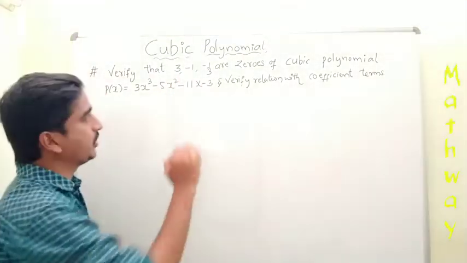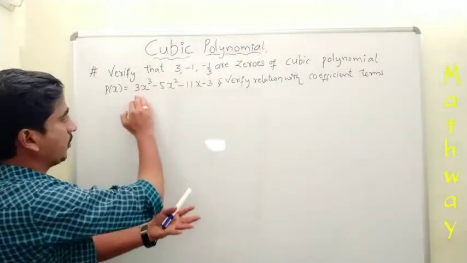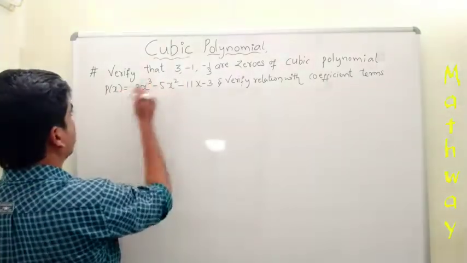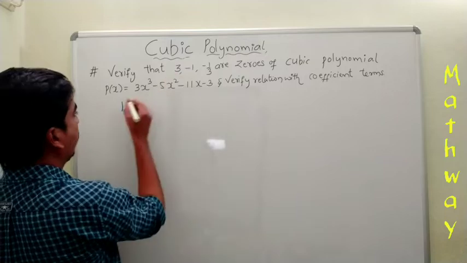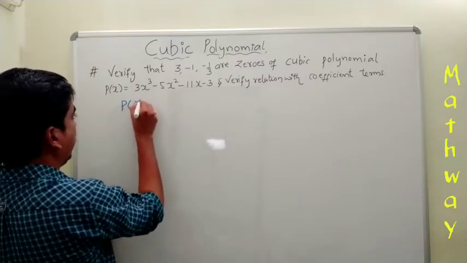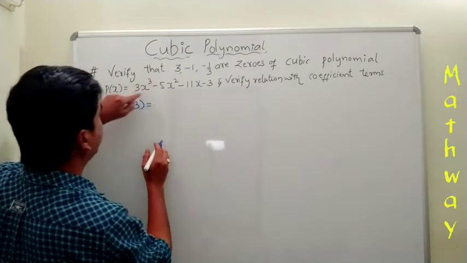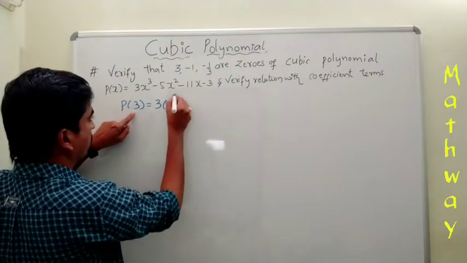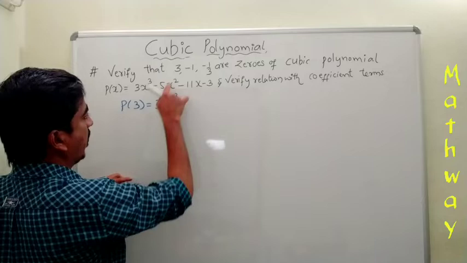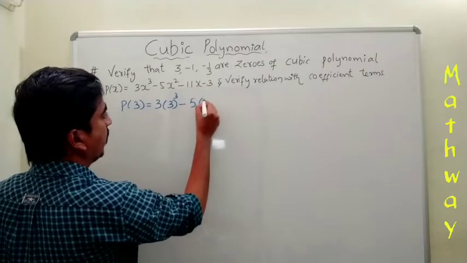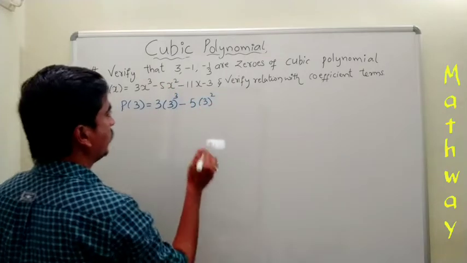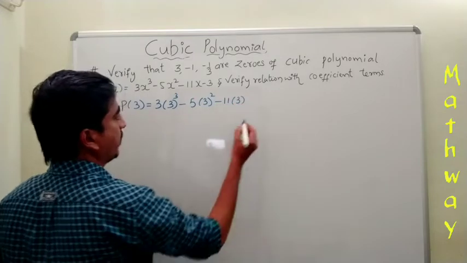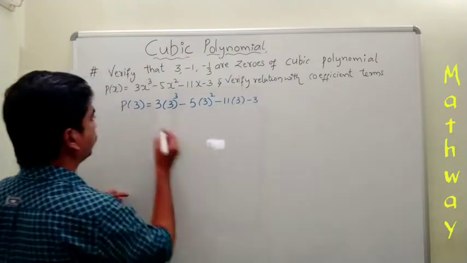To find whether 3 is a zero or not, we have to substitute the value 3 in the place of x. So let us take p of 3. The first zero is given as 3. So p of 3 equals 3 into 3 cube minus 5 into 3 square minus 11 into 3 minus 3.